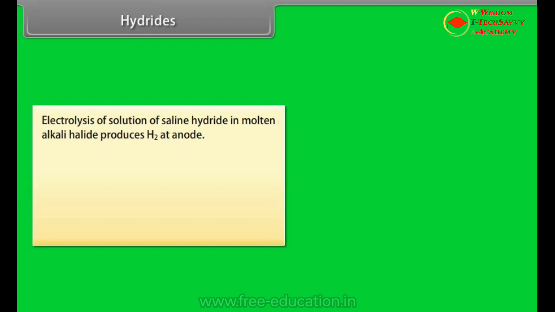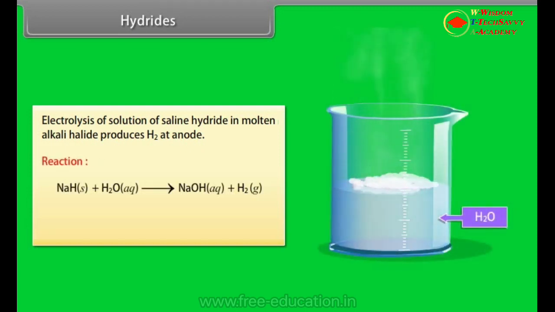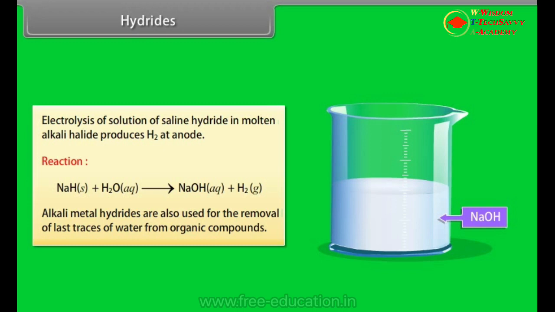Electrolysis of a solution of saline hydride in molten alkali halide produces H2 at the anode. The reaction is given as follows. Alkali metal hydrides are also used for the removal of last traces of water from organic compounds.